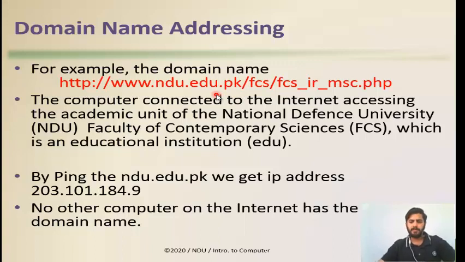A computer connecting with the internet is accessing the academic resources of NDU. And what type of academic resources are they accessing? They are accessing the FCS academic resources here. This is an education institute hosted inside Pakistan. This PK is representing this. This website is hosted inside Pakistan, and edu represents that it's an education institute. FCS is a folder or directory, and inside FCS you are accessing one particular resource here. So this is a very good example for understanding domain name addressing.